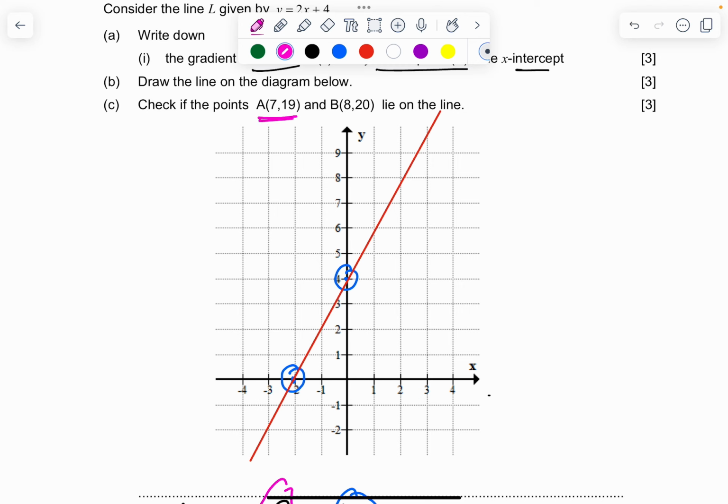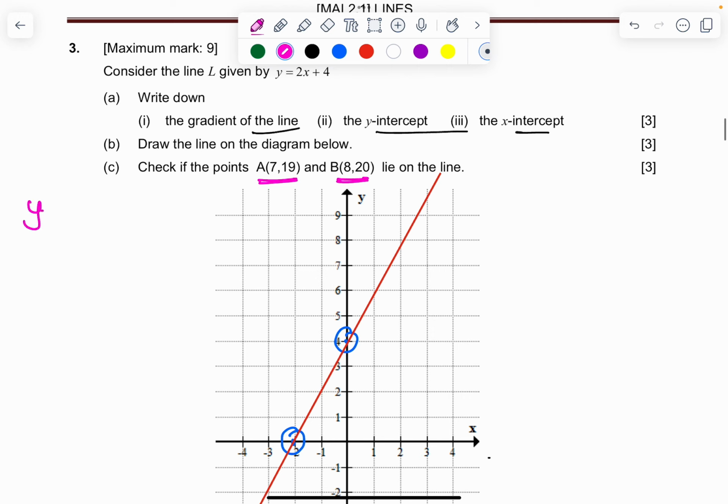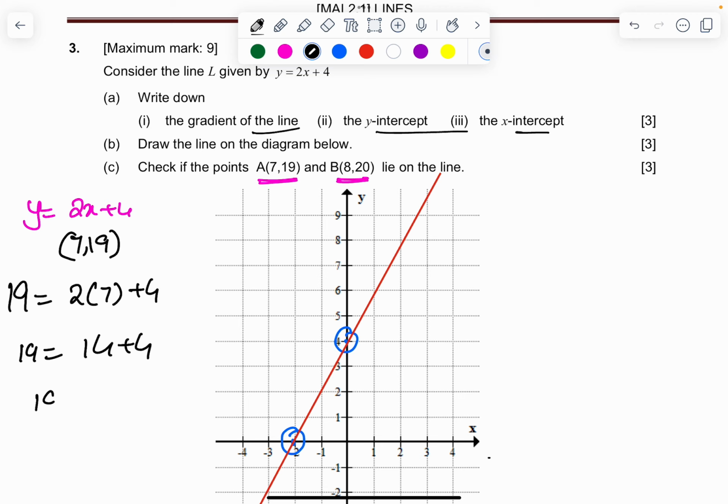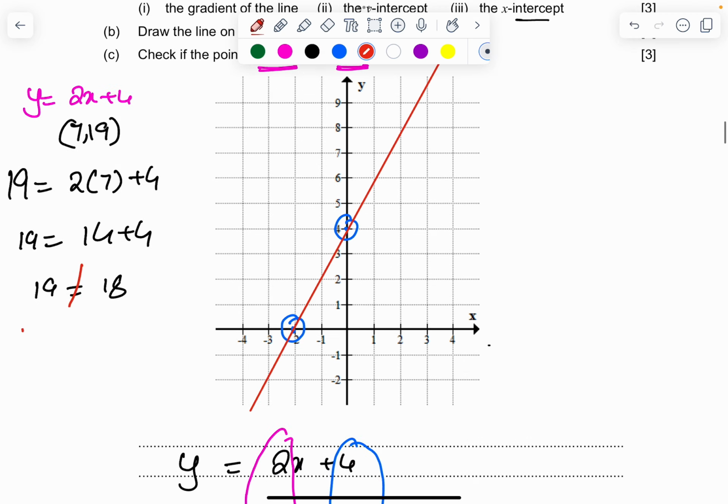Check whether the points 7, 19, and 8, 20 lie on the line or not. So y equals 2x plus 4. Taking 7, 19, plug in: 19 equals 2 times 7 plus 4. 19 equals 14 plus 4, 19 equals 18. It is not possible. So it does not lie on the line.